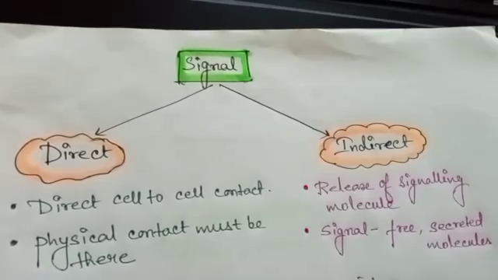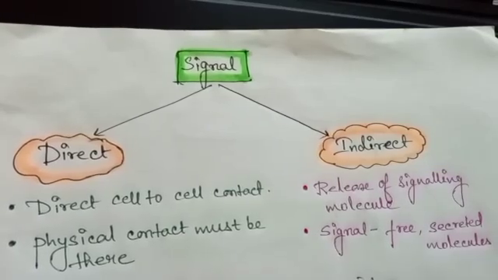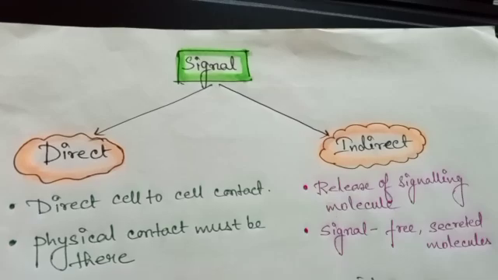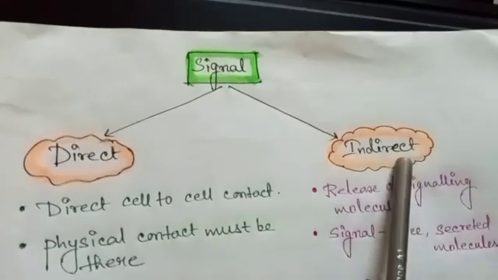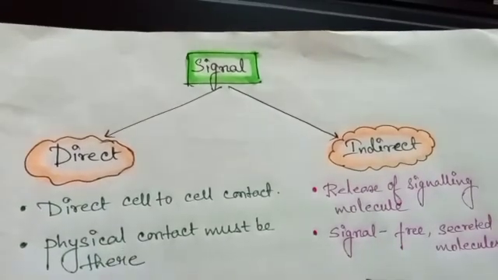So now we start the topic signal. As we have discussed, the signal is related to cell signaling, where the signal is the molecule or the stimuli in response to which the response is generated. So signal can be of two types. One is direct and another is indirect. Direct has some unique properties.